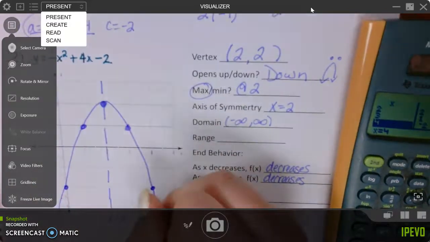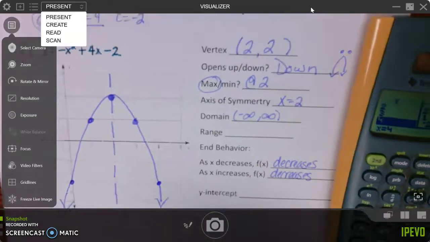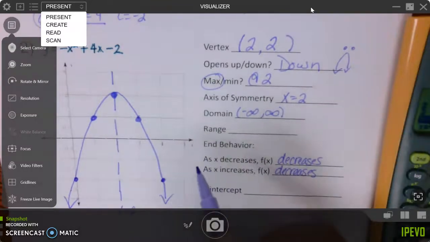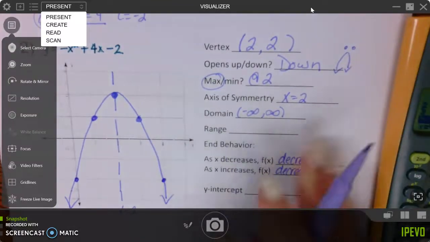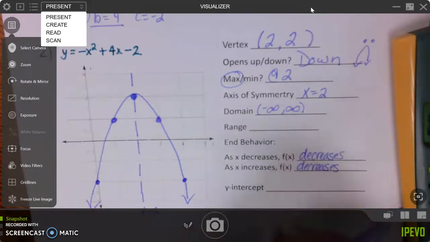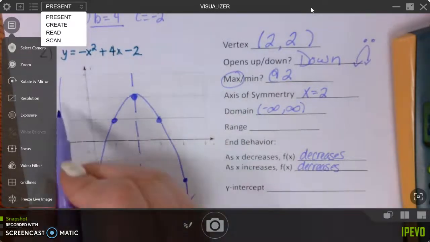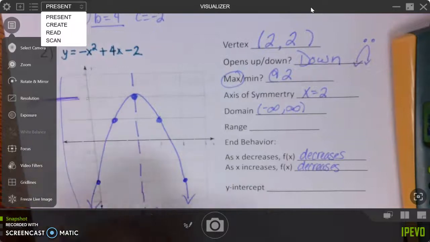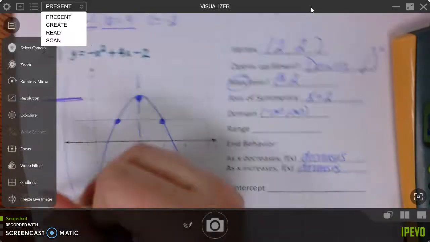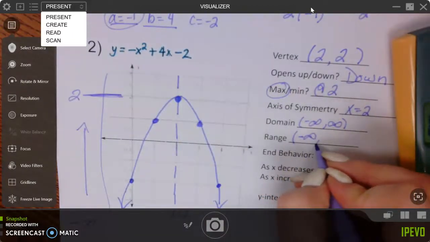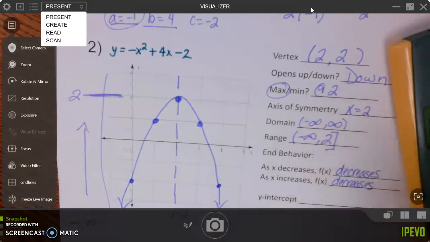Oh, please do a better job than me. You get the idea. Mine aren't perfect. So now, based off this, you can figure out your range. Range is going to be y values. So if we look at this, our y values stop at 2. They start at negative infinity and they go up to 2. So that's going to be negative infinity, comma 2. 2 gets a bracket. Your y-intercept, well, it's right here. We've already found it. It's at 0, negative 2.